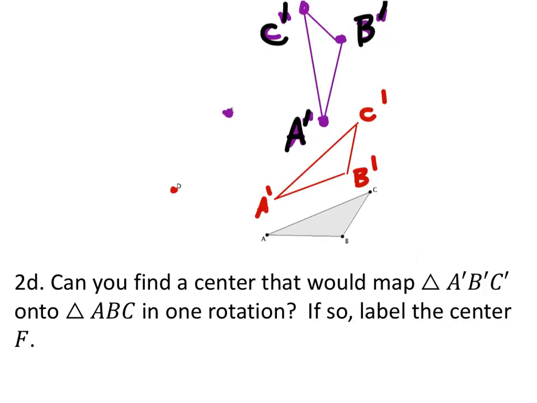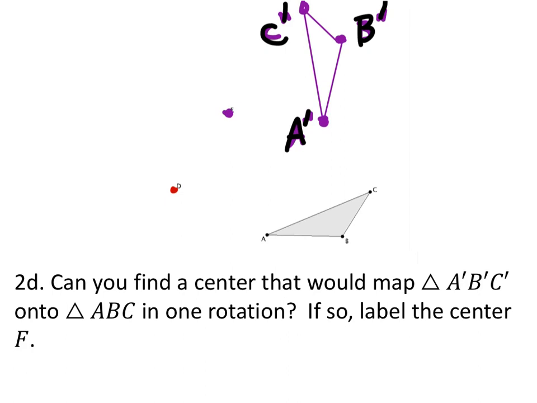We need to find a center of rotation that would take this purple triangle back to its pre-image. So again, we're ignoring this red one. Let's get rid of it. Now this idea of finding a new center of rotation, or finding the actual center of rotation of some kind of transformation like this for rotations, is new. So we don't expect you guys to be able to know how to do that, even though you could do it. Okay, so as it turns out, yes, we could find a center that would map triangle A prime, B prime, C prime back to its pre-image ABC.